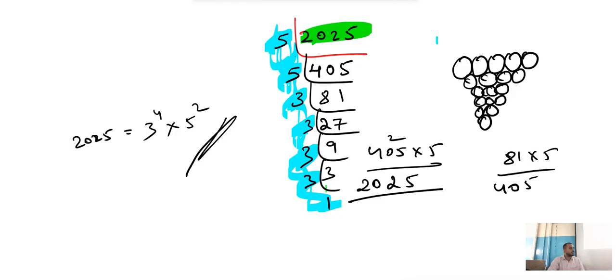This is called the product of prime factors. Now, this is unique in nature. No other place you can find apart from a prime number. So this is how we have to factorize. Any doubts? Good.